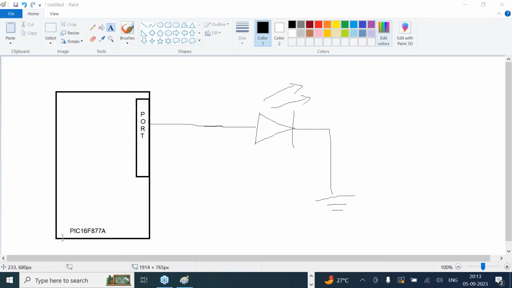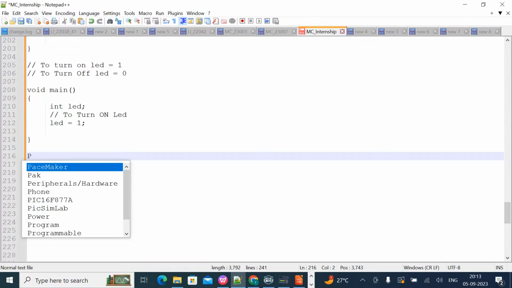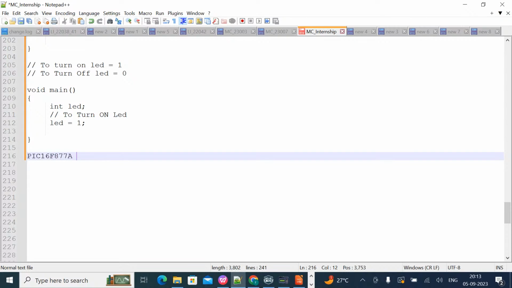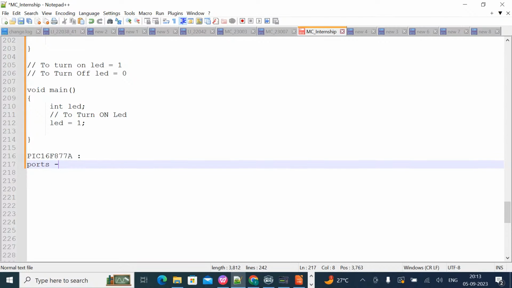Do you know this microcontroller, PIC16F877A? This microcontroller has how many ports? Do you have any idea about that? We will talk about the LED, but to know to which port the LED is connected, you should at least understand how many ports your microcontroller has.